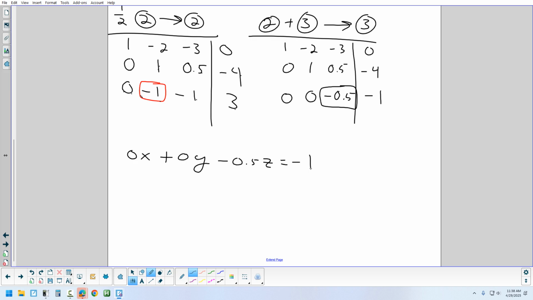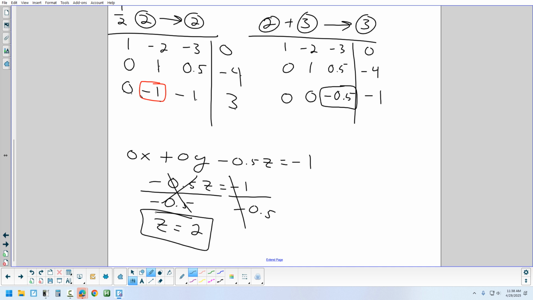That's the step where we get to our first answer. How would you get z by itself? Divide by negative 0.5. Divide by negative 0.5, z equals positive 2. And z equals 2. Yep.